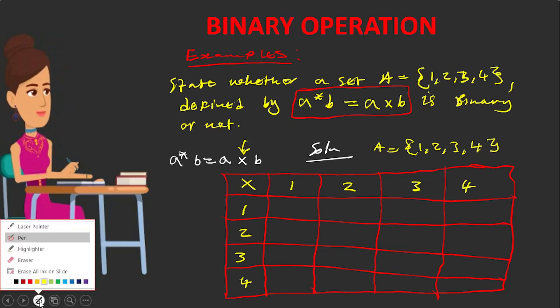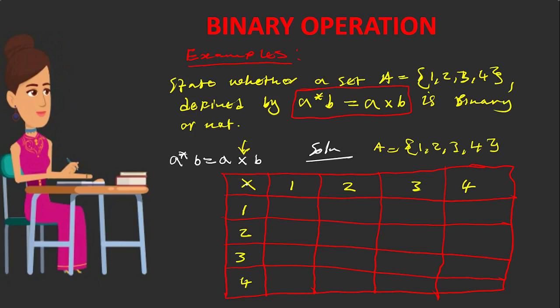With what I've given here, what you now need to do is utilize the multiplication, which is the binary operation at this point. So 1 times 1 is 1, 1 times 2 is 2, 1 times 3 is 3, 1 times 4 is 4. Then this side, 2 times 1 is 2, 2 times 2 is 4, then 6, then 8. Then 3, 6, 9, and 12. Here you say 4, 8, 12, and 16.